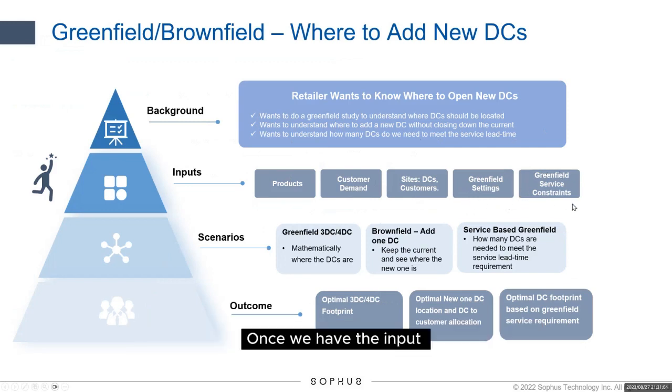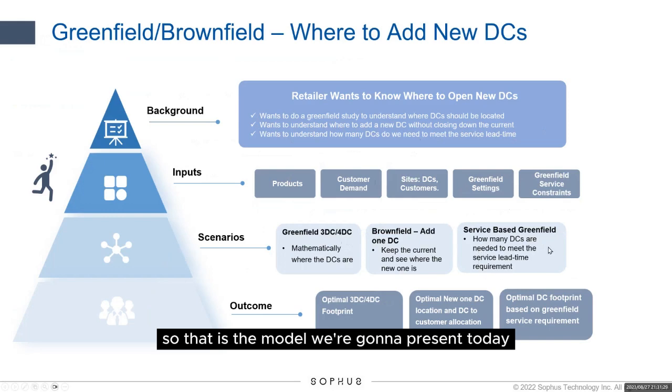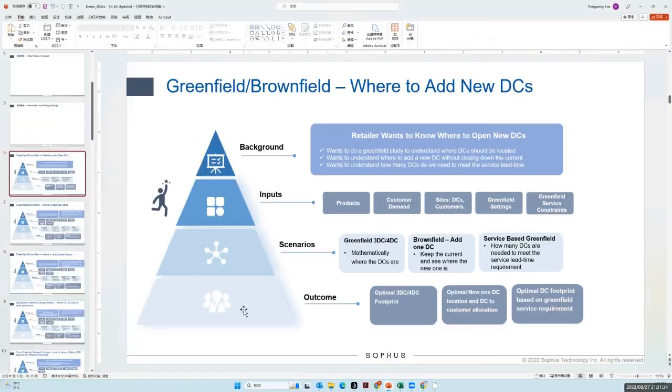Once we have the input, we're gonna run a few scenarios, like greenfield 3 DCs or 4 DCs, then a brownfield to add one more DC on top of the 4 DCs. The last one is how many DCs we need to meet the service level requirement. So that is the model we're gonna present today. Let's jump to the software.